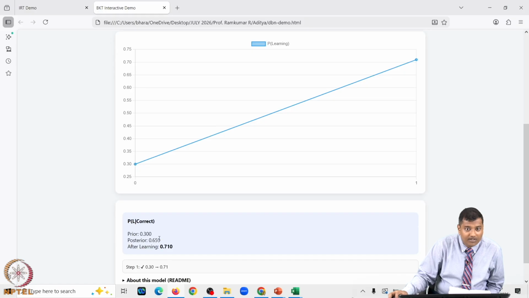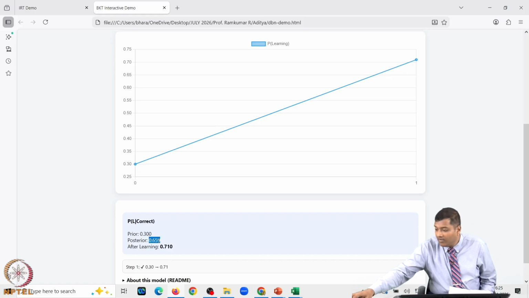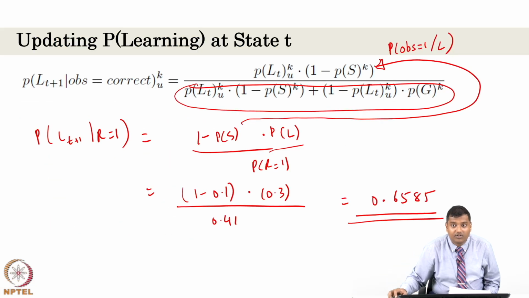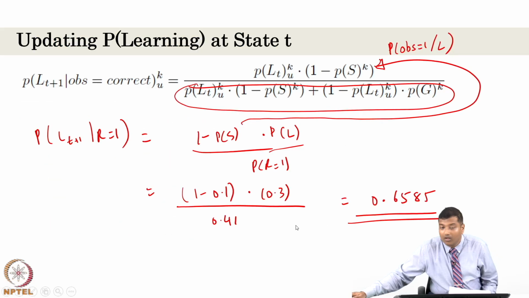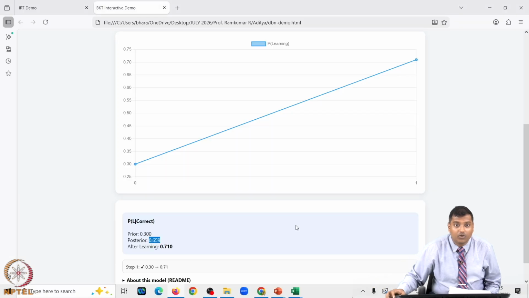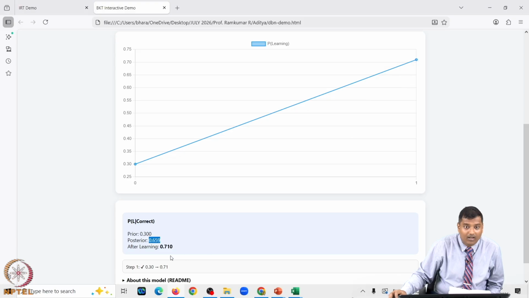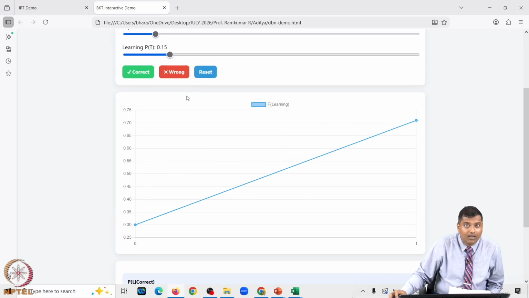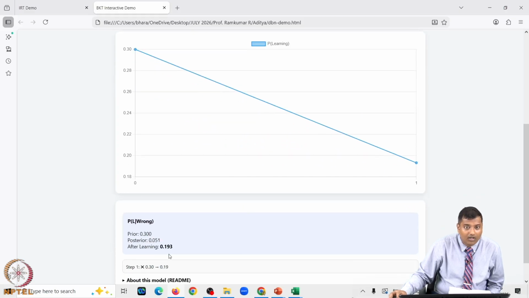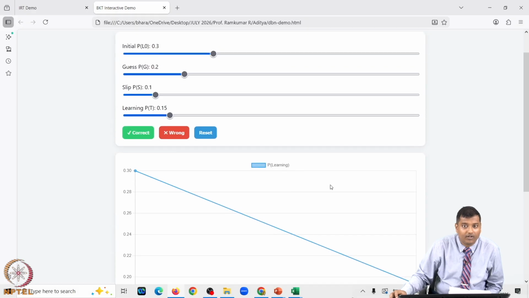I'm going to first say I'm answering it correctly. What does it do? My posterior is 0.659. We computed similarly, our posterior 0.6585. And then it says 0.71 as the next skill. So it goes to 0.71. Let's reset it and see what happens if we answer wrong. If we do it wrong, posterior 0.051 and 0.193, which we've computed.